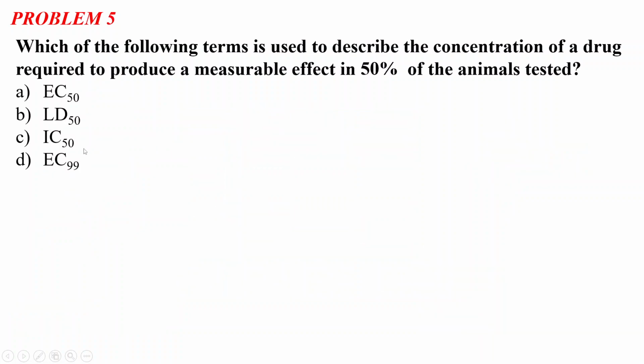Problem number 5 says: which of the following terms is used to describe the concentration of a drug required to produce a measurable effect in 50% of the animals tested? Option A is EC50, B is LD50, C is IC50, and D is EC99. You have to find which term describes the concentration of a drug required to produce 50% of the measurable effect in the animals tested.